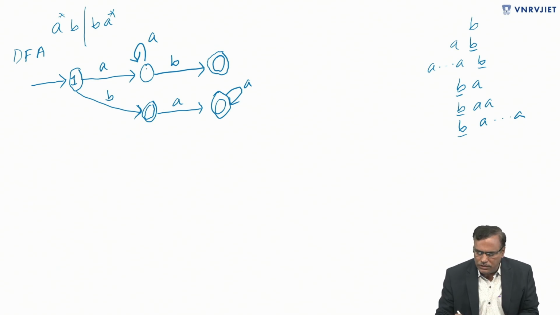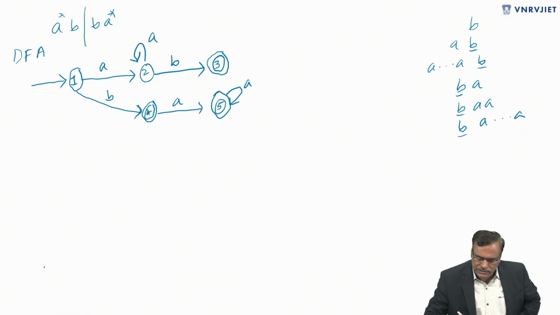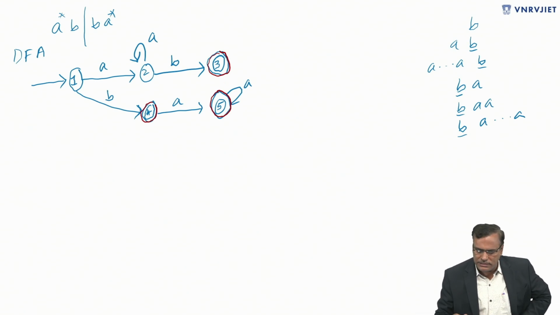If you want to give numbering for the states, you can give this as 1, this is 2. If you want to give this as 3, you can give. And for this, if you want to give it as a 4, you can give. And this is a 5. Right? For final states, let me use a different color. These are the final states. In the previous case, you had only one final state, but in this case, you have 3 final states.